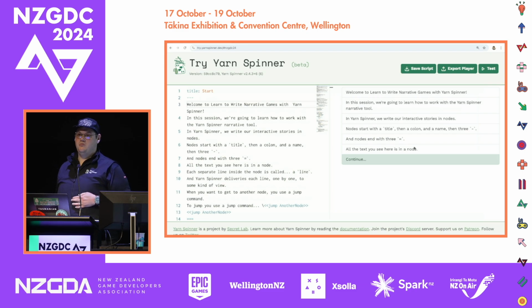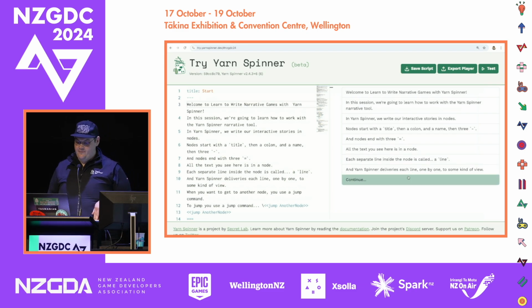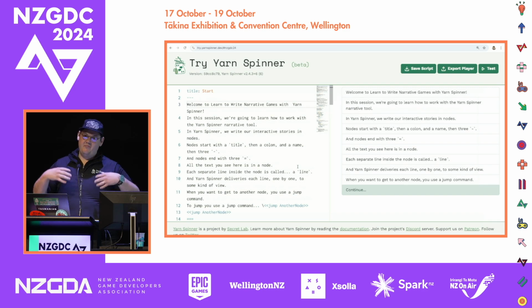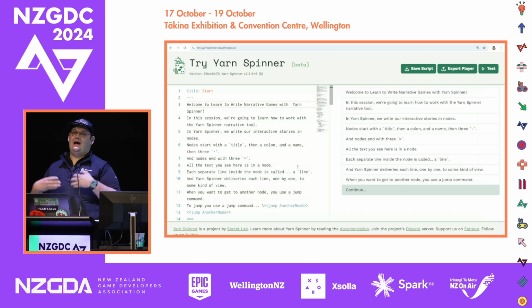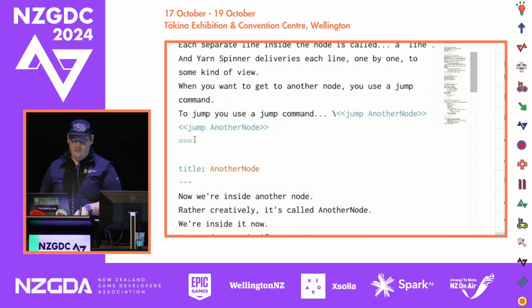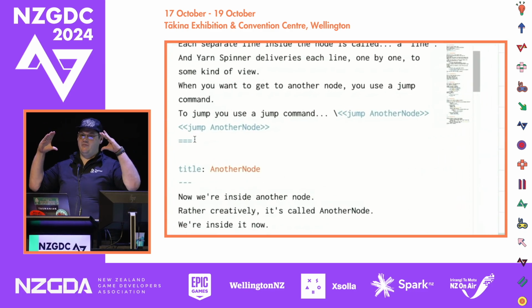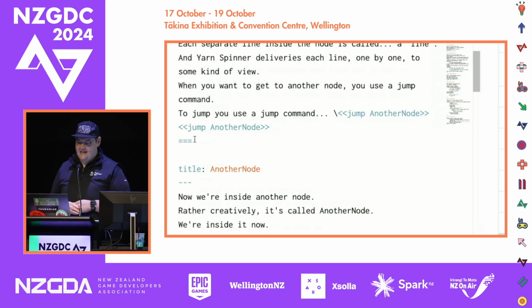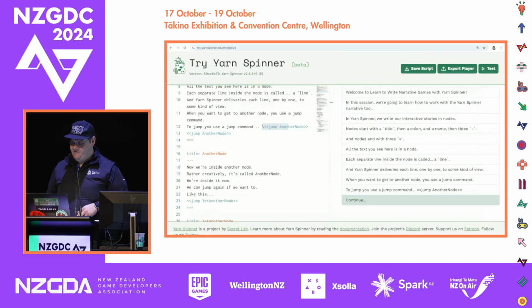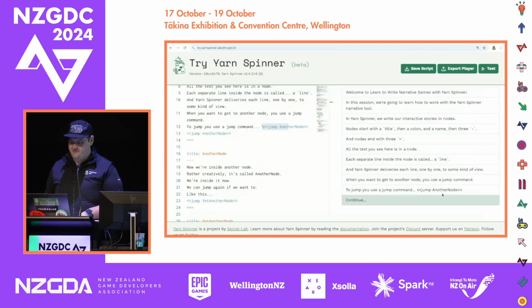Hopefully this isn't too confusing. So each line gets delivered. The magic of writing branching dialogue starts to happen once you start using the jump command. So the jump command is this thing. The jump command lets you move to another node. So commands in YarnSpinner are separated by triangle brackets, just like that. You'll see here this slash just means I've escaped that. So that means it will print in the view. So putting the slash there means YarnSpinner didn't try and run it, instead just printed it for us.